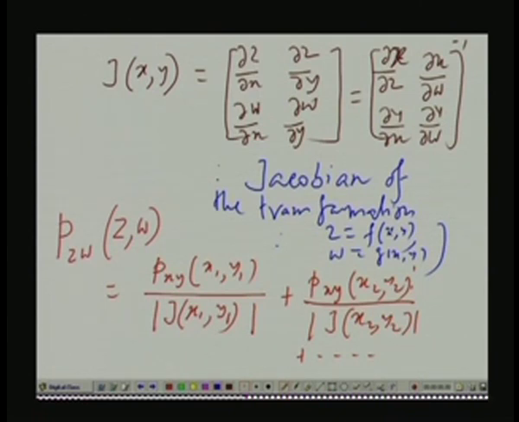So this probability density means evaluate Pxy at one solution x1 comma y1, which is available in terms of z and w, divided by the determinant of the Jacobian at that x1 and y1. So again it's a function of z and w. Then again do the same for the point x2, y2 and so on and so forth. Okay, this is a result. We will not prove it, but we will just see some example where we use this result.